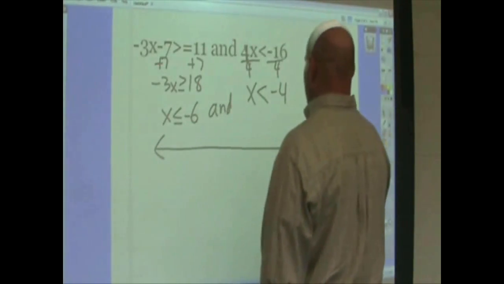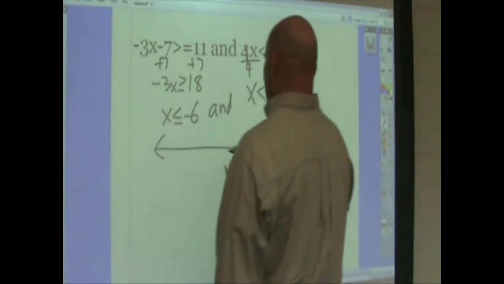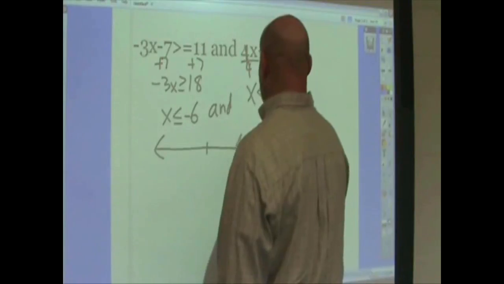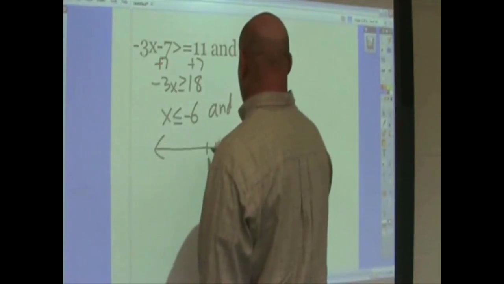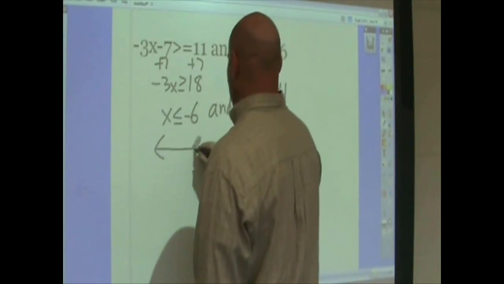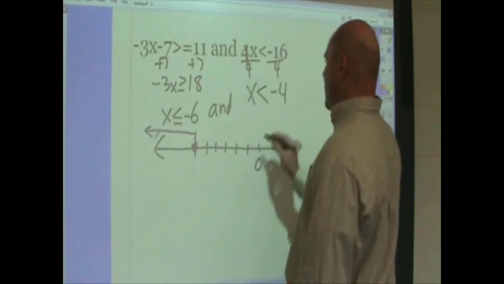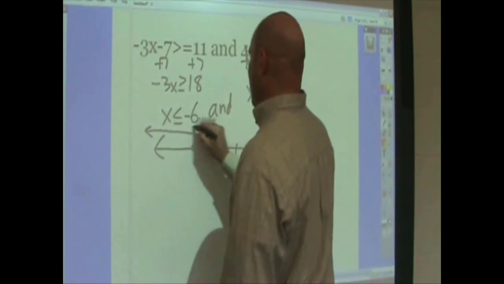I'm going to graph this thing. And here, I'll put 0 down here. 1, 2, 3, 4, 5, negative 6. Closed dot on negative 6 headed that way. Open dot on negative 4 headed that way.